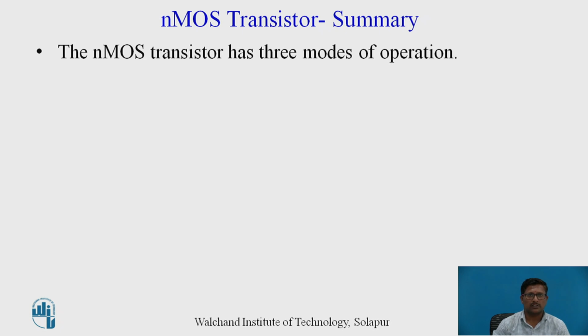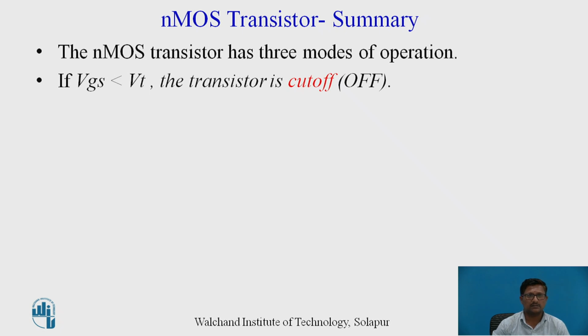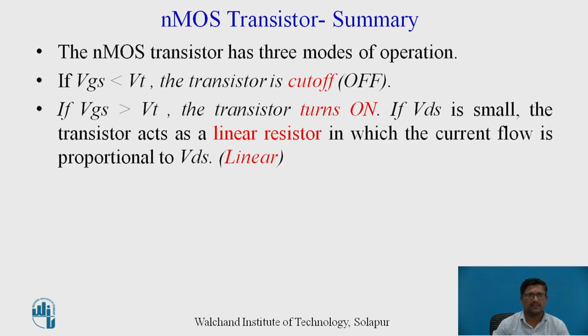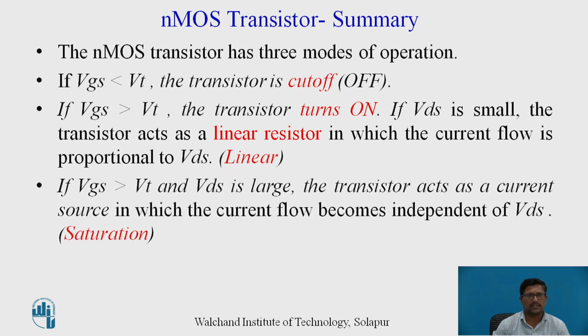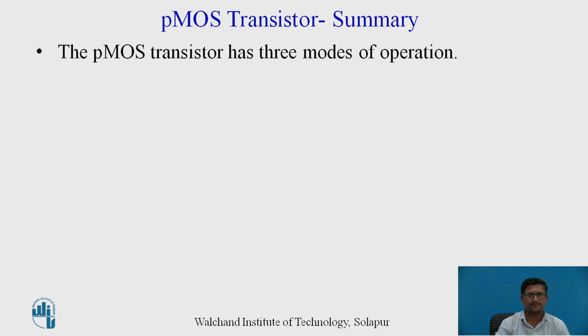So, summary. The NMOS transistor has three modes of operation. If VGS, the gate to source voltage, is less than VT, the transistor is in cutoff, that is the off state. If VGS increases greater than VT, the transistor turns on, and if VDS is small, the transistor acts as a linear resistor in which the current IDS is directly proportional to the applied voltage VDS. If VGS is greater than VT but VDS also increases and is large, the transistor acts as a current source in which the current flow becomes totally independent of VDS. That is the saturation region.